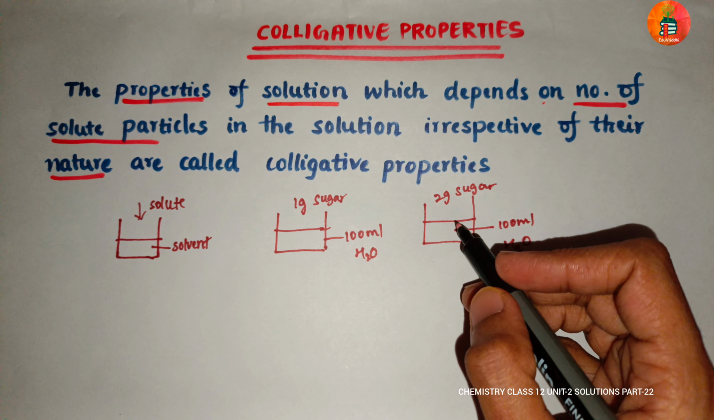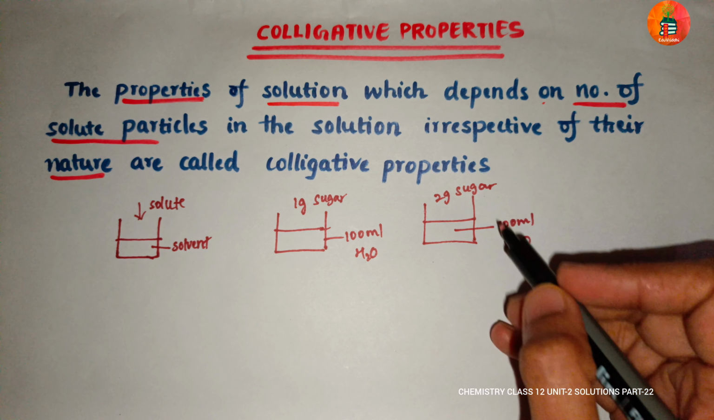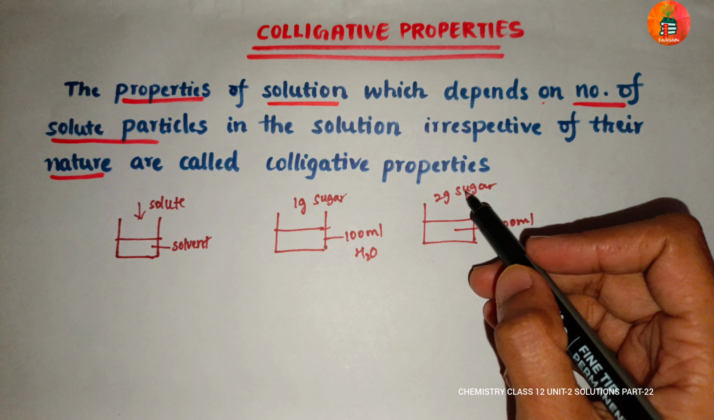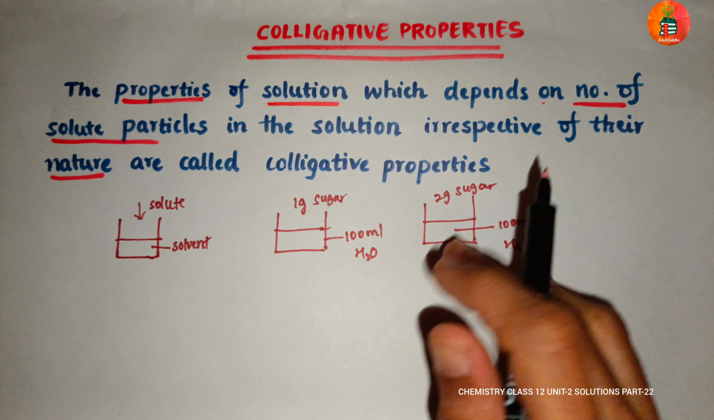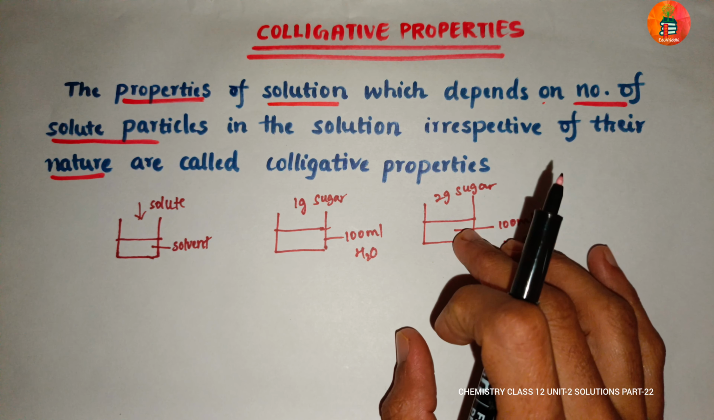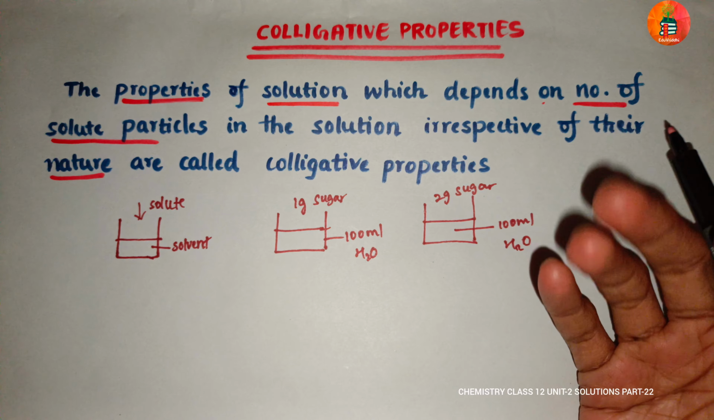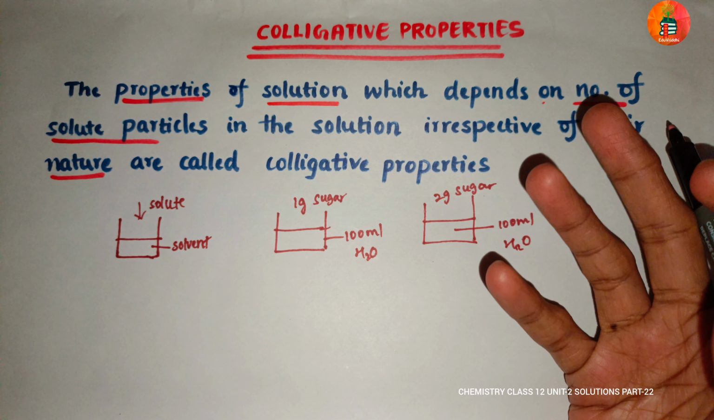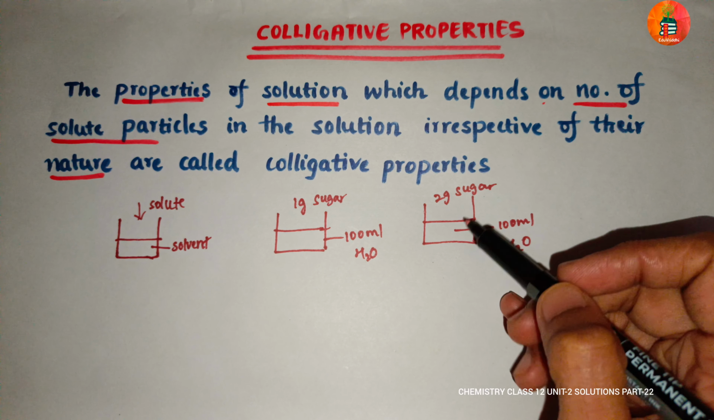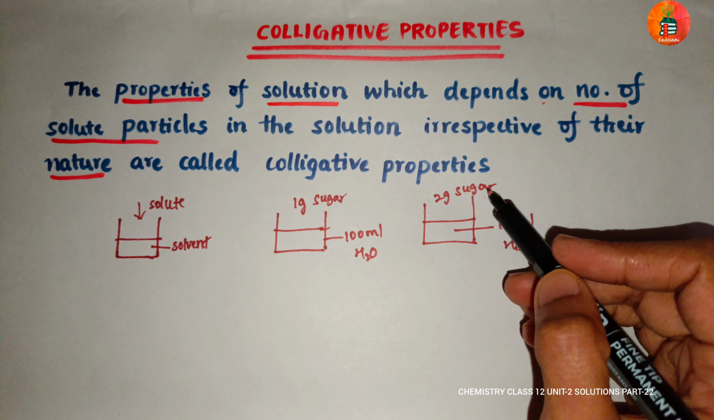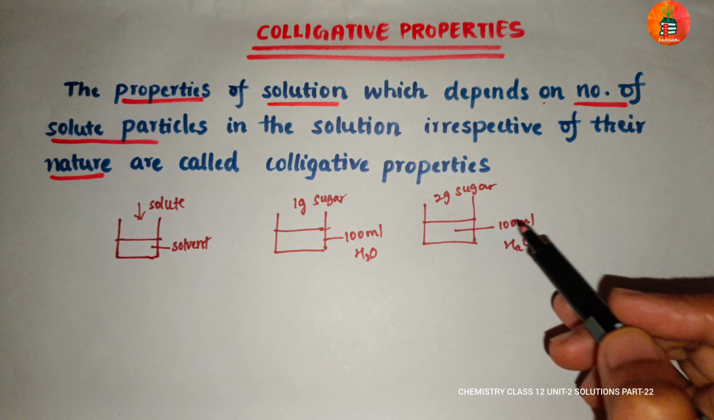So, on what factor does that sweetness depend? It depends on the quantity of the sugar, that is the solute, which is added into the solvent. As the concentration of the solute increases, the sweetness of the solution increases. So we can say the sweetness property depends on the amount or concentration of the sugar, and concentration is nothing but the number of particles of that sugar present in that solvent. So this property depends on the concentration or number of solute particles present in the solution.